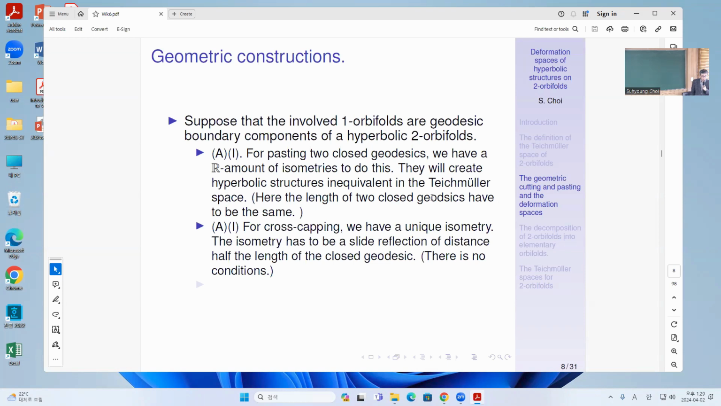And for cross-capping, the isometry of order two without any fixed point is unique. That's the only isometry, so there's no real other condition. So this is actually just rigid. There's no choice of construction here. There are no parameters you can vary. Just one construction. But here there are lots of different parameters of construction.